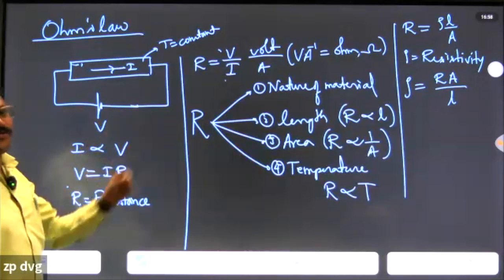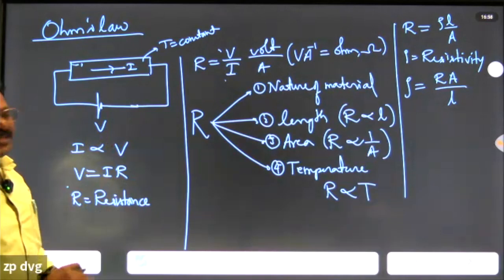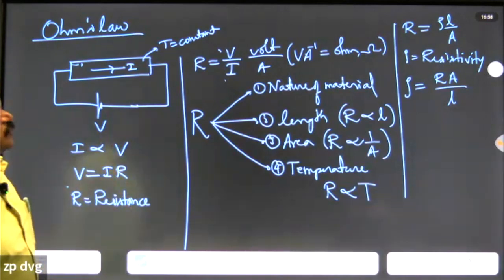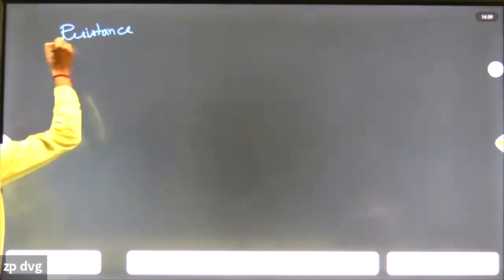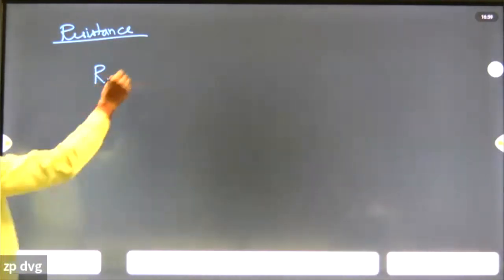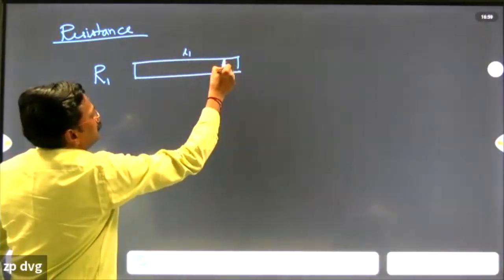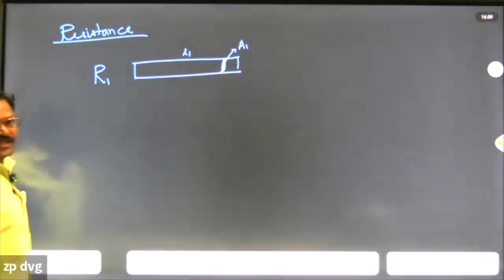So let's consider now how to find the change in resistance whenever there is a change in dimension of the conductor. If the conductor dimension is changed, how is resistance changing? Let's find out. This part is important for competitive exams. Generally, there will be questions on finding the new resistance with the change in dimension. Let R1 be the initial resistance of a given wire, with L1 as the length and A1 as the area of cross section.